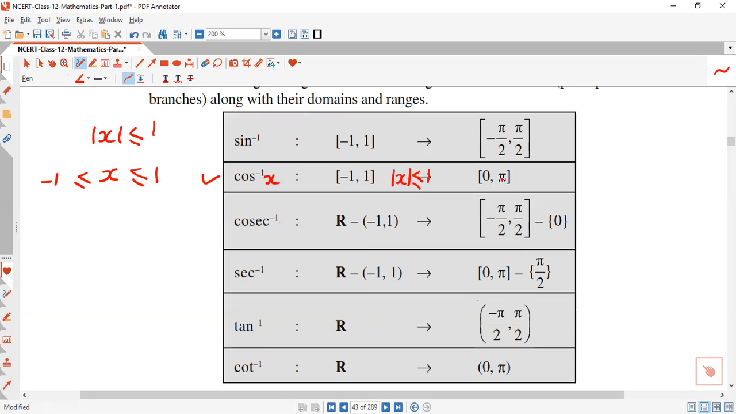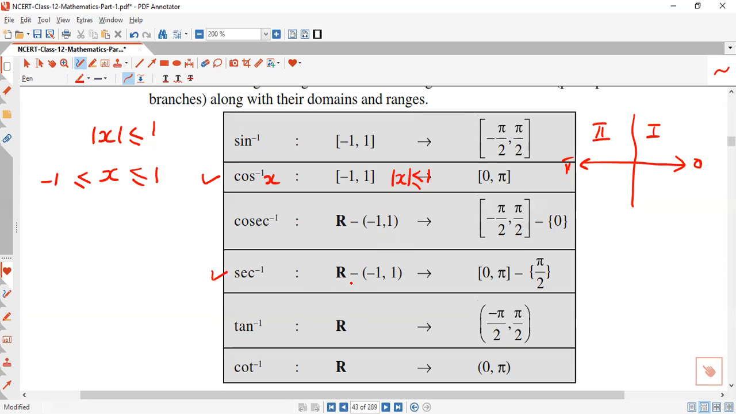And what is the range here? 0 to pi. You see the quadrants. This is the 0 angle and this is the pi angle. So it will lie in the first and second quadrant. So the angle lies in the first and second quadrant in the case of cos, 0 to pi, a closed interval. We say 0 and pi both are included in the range.